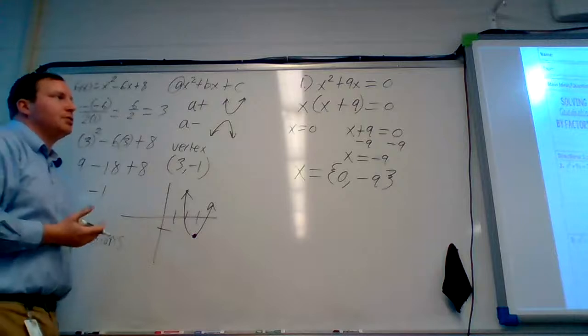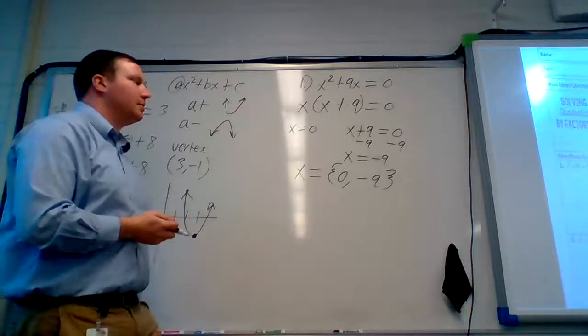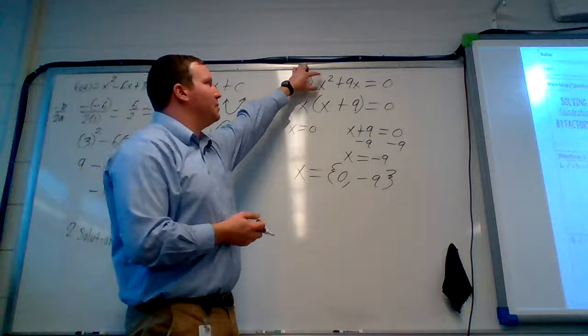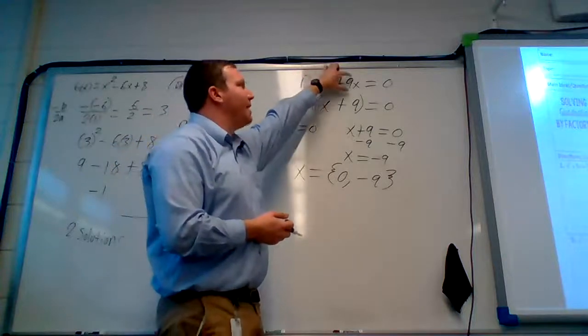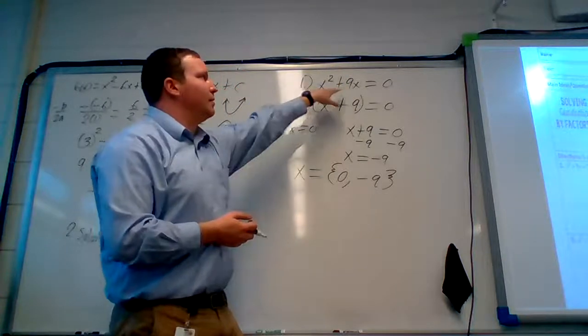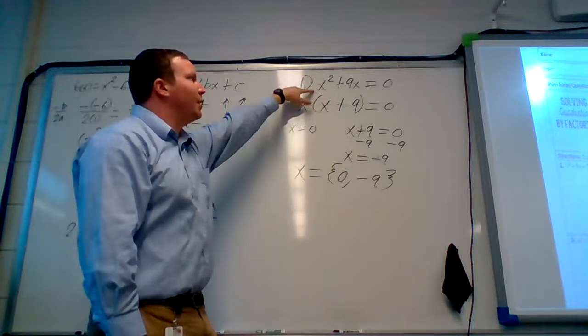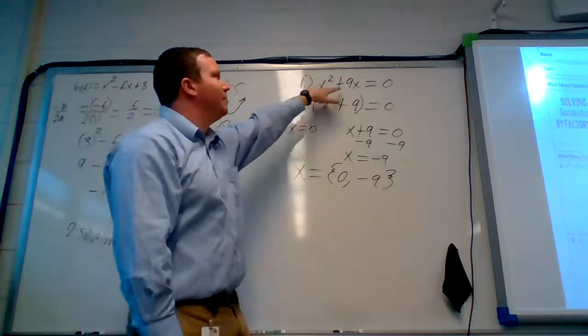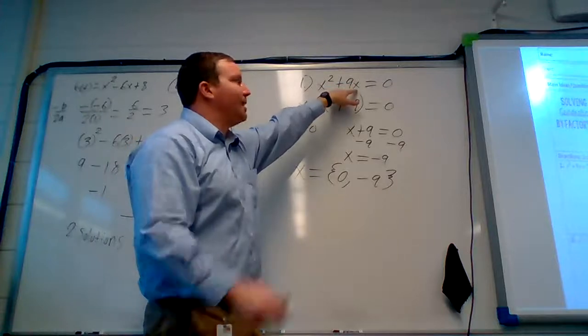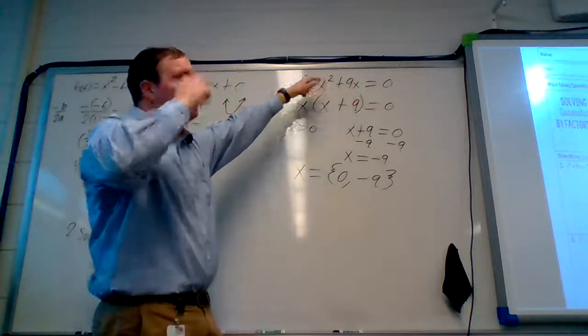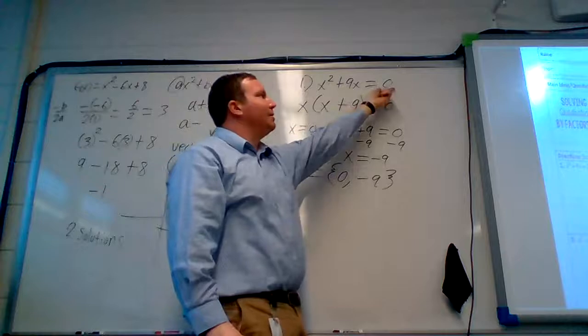So those are our solutions to this quadratic, right? If I plug in 0, 0 squared is 0, plus 9 times 0 is 0. So 0 equals 0 is true. And -9 squared gets you 81, plus 9 times -9, which gets you -81. So 81 minus 81 gets you 0.